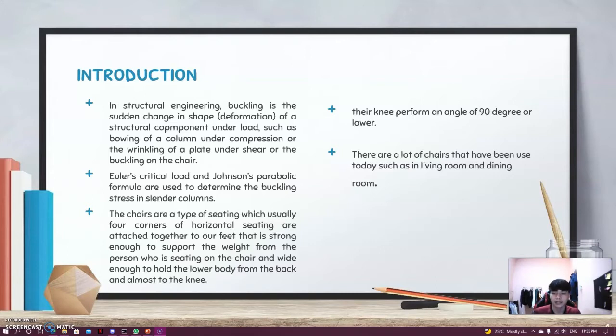Chairs are a type of seating in which usually the four corners of a horizontal seat are attached together to feet that are strong enough to support the weight of the person sitting on the chair, and wide enough to hold the lower body from the back and almost to the knee. The knee forms an angle of 90 degrees or lower. There are a lot of chairs used today, such as in the living room and dining room.